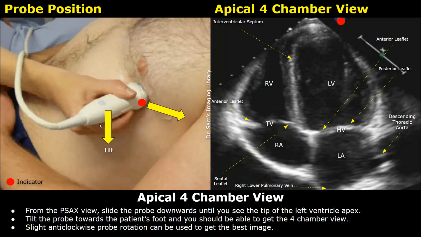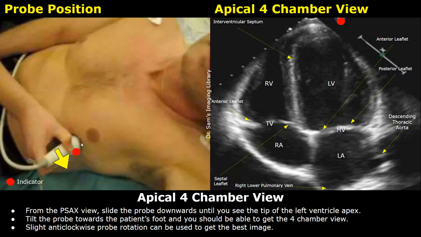The probe tail will be towards the patient's foot, and the probe head will be towards the patient's head. You will be able to get the four-chamber view of the heart. Slight anti-clockwise rotation can be used for adjustment to get the best view. In this image, the probe is placed with the patient in the left lateral decubitus position. This position is preferred because it brings the apex closer to the chest wall. This will be the image formed.